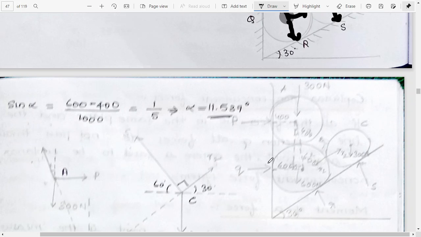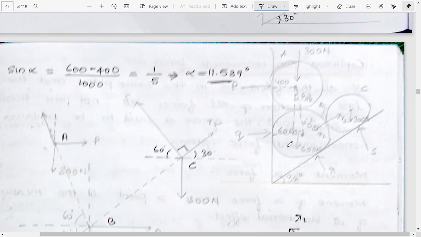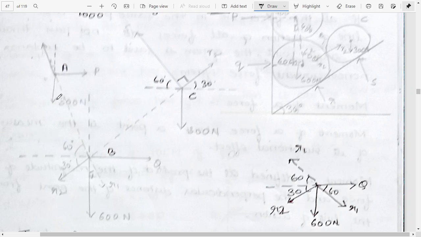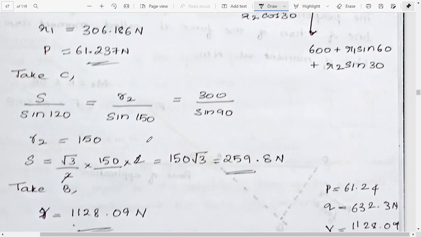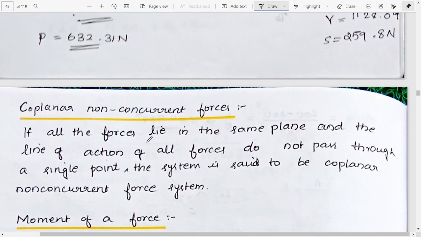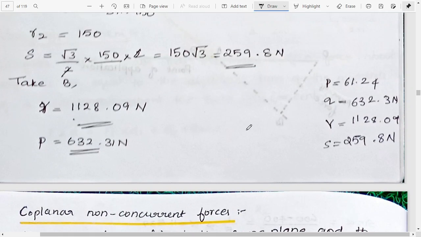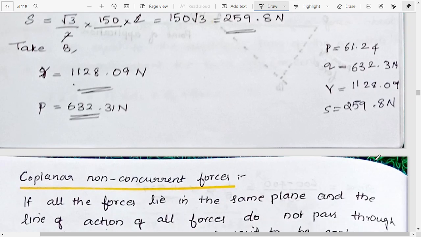Now we need to take each one of them. Before that we need to find the angle also. We can find the angle because the radii of these cylinders are given. From that we'll get the value of alpha to be 11.539. Then we will take each one of them, take the force system of that, and equate it using Lami's theorem, and we'll get the values of P, R1, R2 and so on. Okay, we'll get the values of P, Q, R and S.